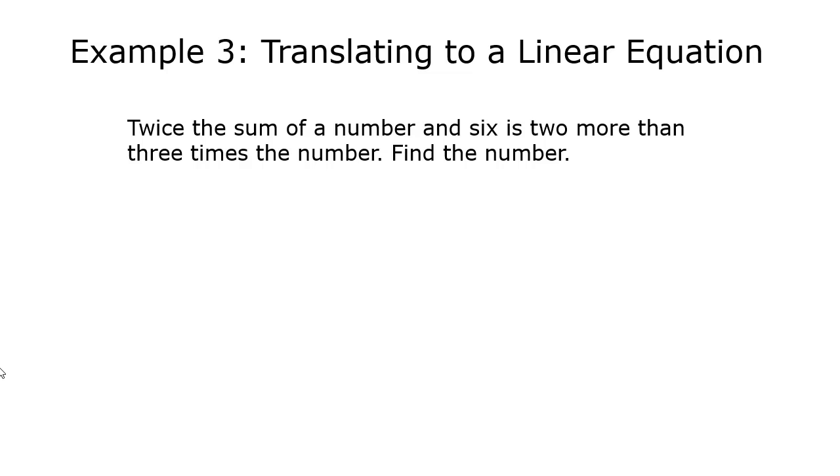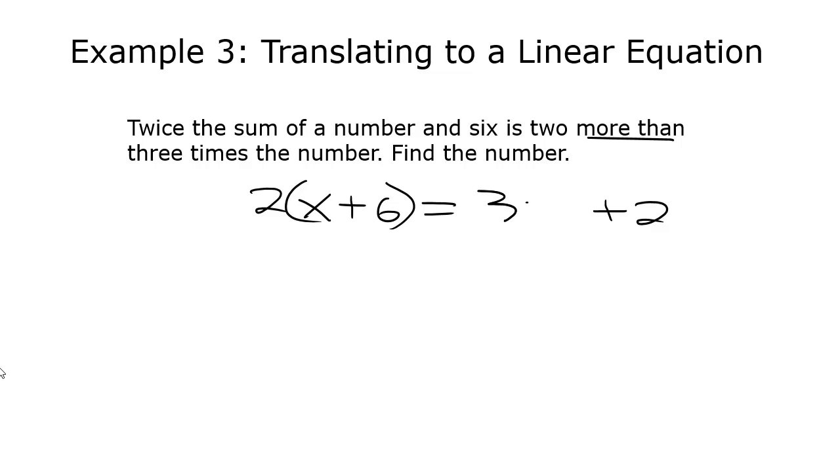Twice the sum of a number and 6. Well, remember, the sum is x plus 6. It's twice that, so you have to do twice the whole sum, and "2 more than" means you add, right? So you're going to add 2 at the end: 2 more than 3 times the number. And then just like before, we use our same rules. We have to get rid of the grouping object, so we distribute.